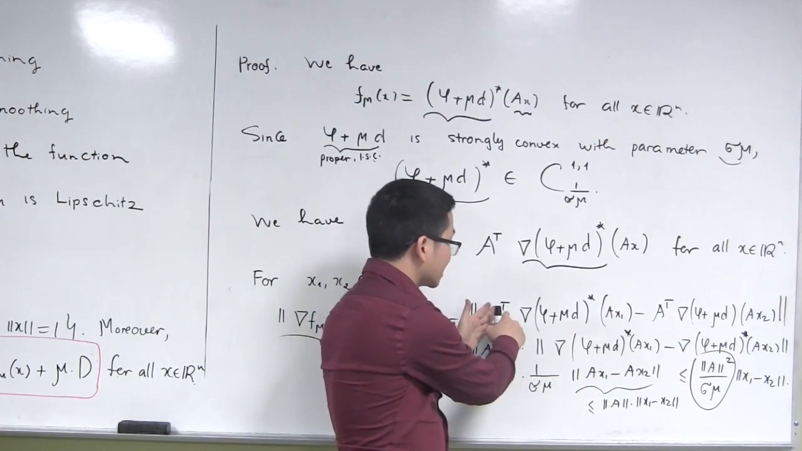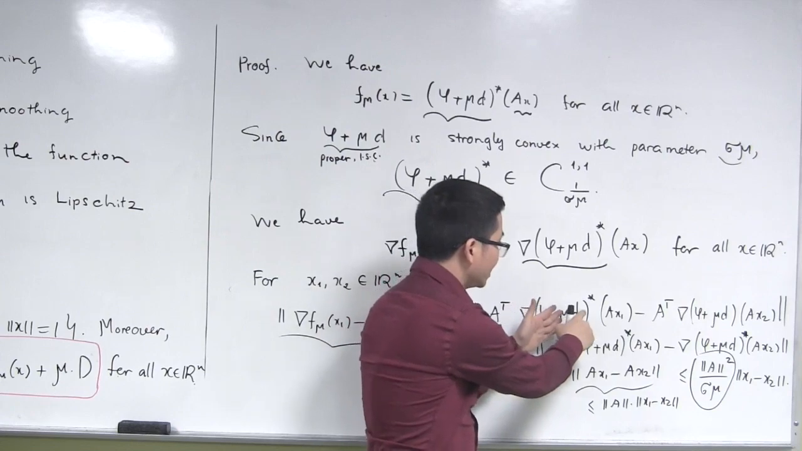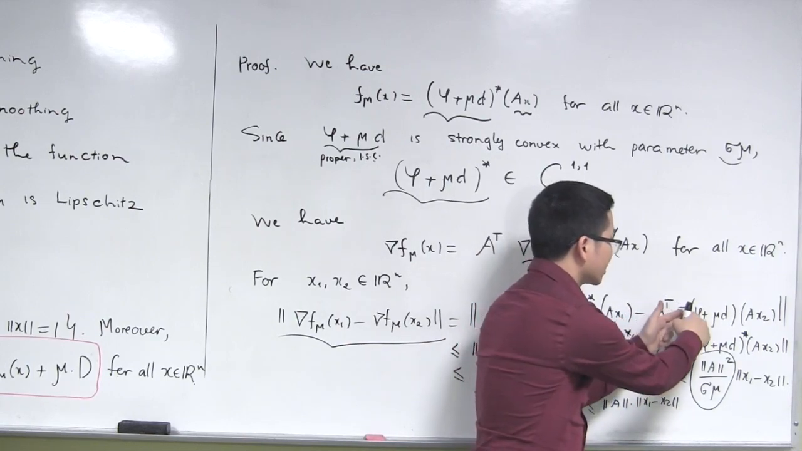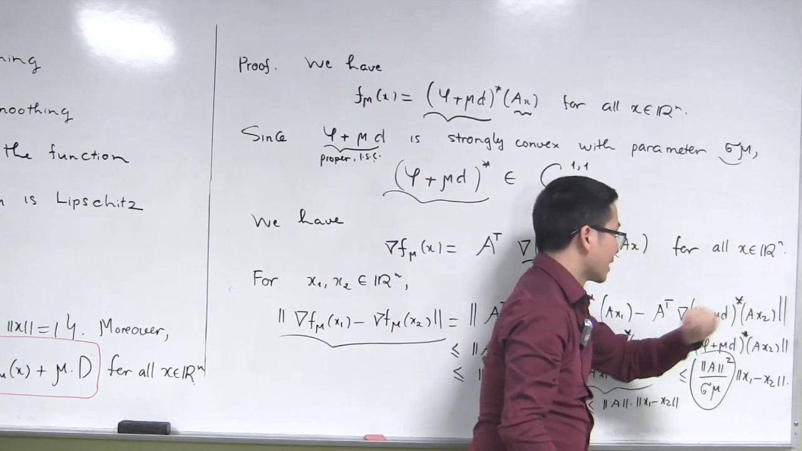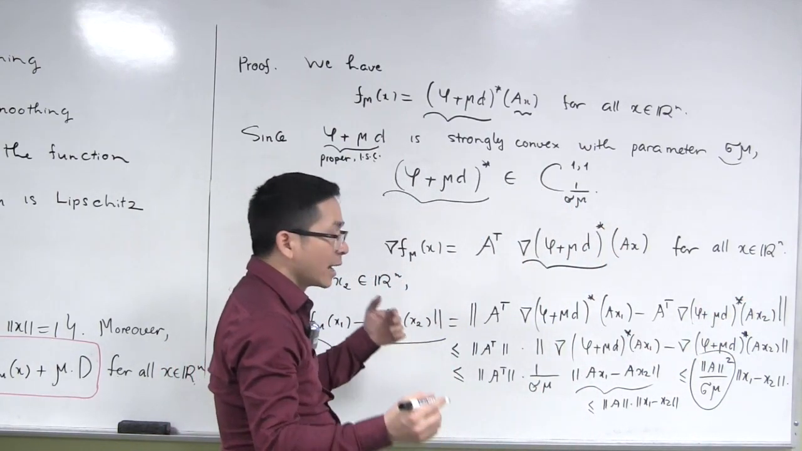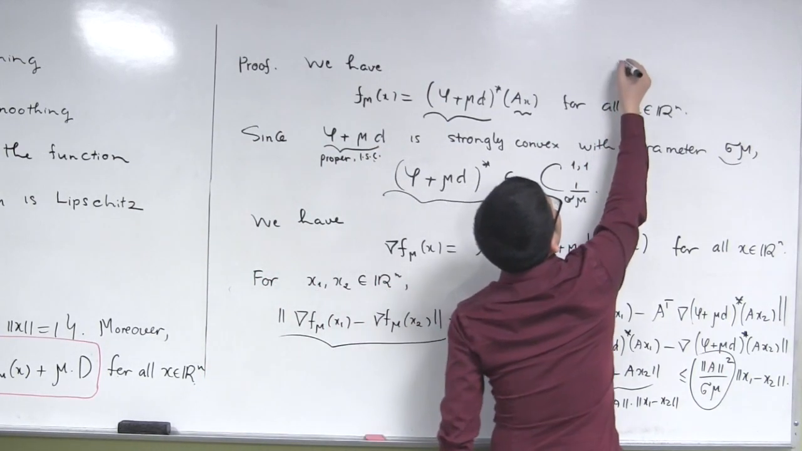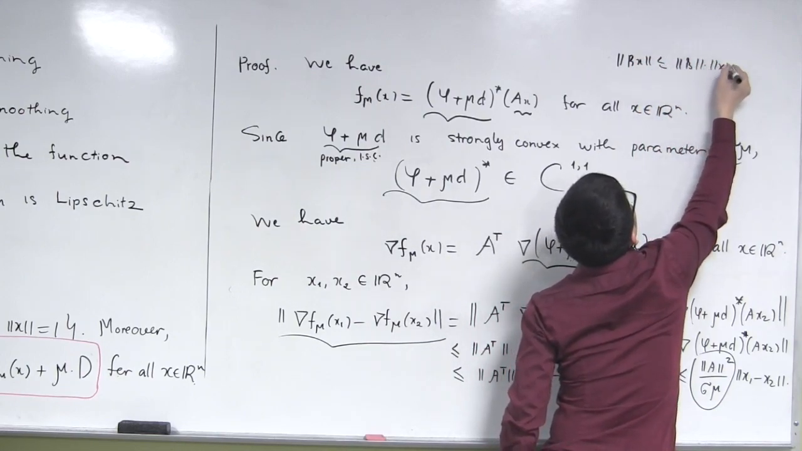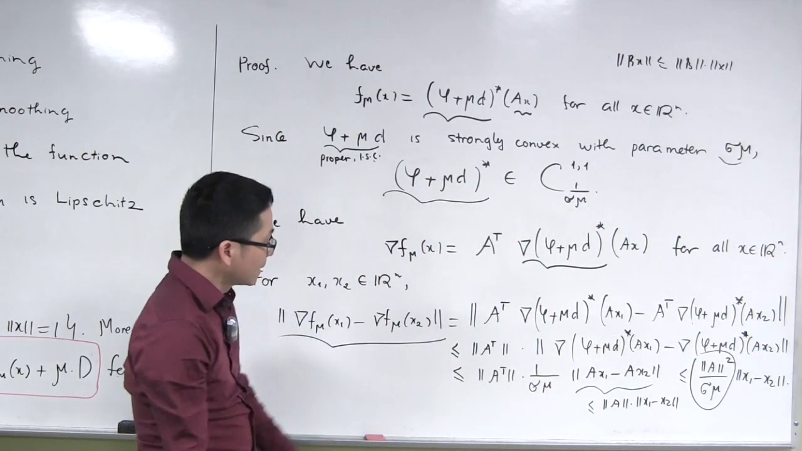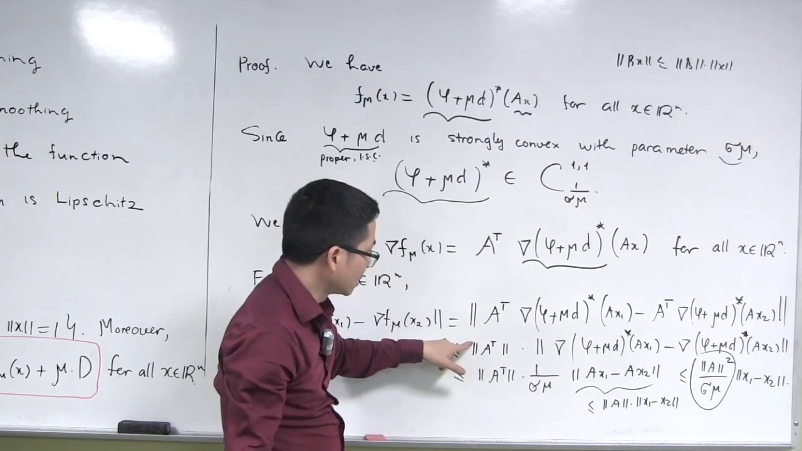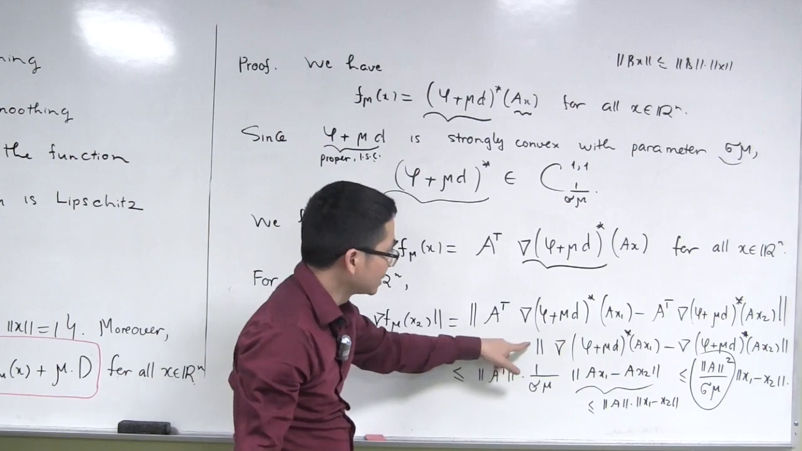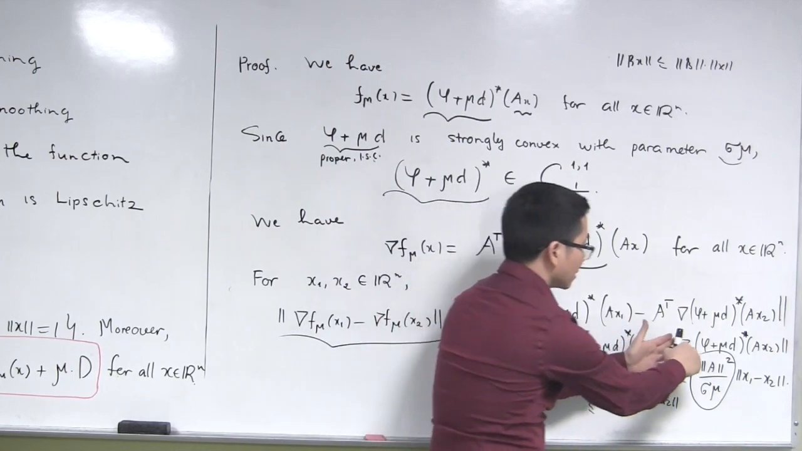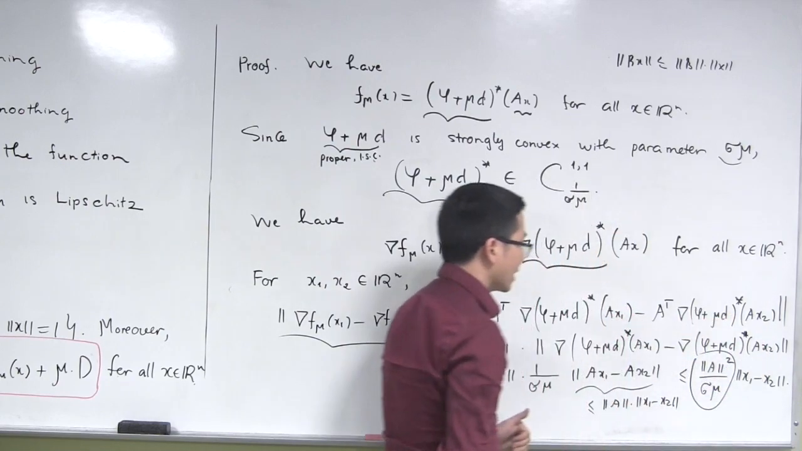This is the Euclidean norm of A transpose times the gradient of (phi plus mu d)* of Ax1 minus A transpose times the gradient of (phi plus mu d)* of Ax2. Now for an arbitrary matrix, we always have this formula: the norm of Bx is less than or equal to the norm of B times the norm of x. We can prove this from the definition of the matrix norm. So this is less than or equal to the matrix norm of the transpose of A times the Euclidean norm of the gradient of (phi plus mu d)* of Ax1 minus the gradient of (phi plus mu d)* of Ax2.